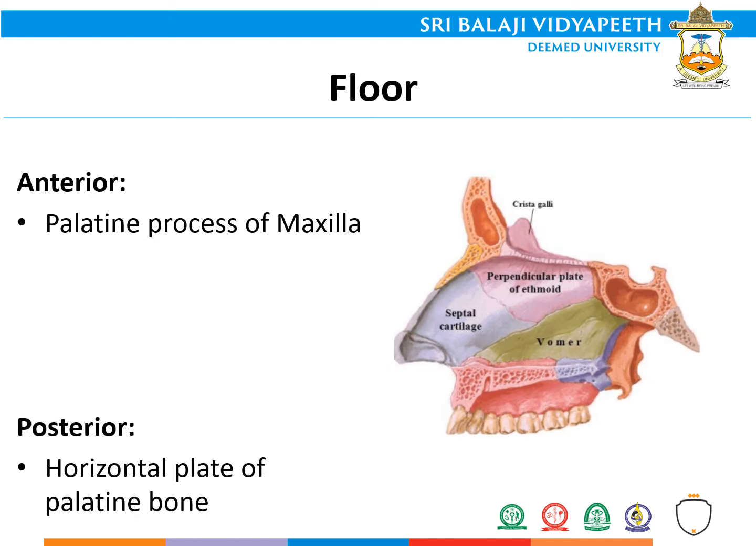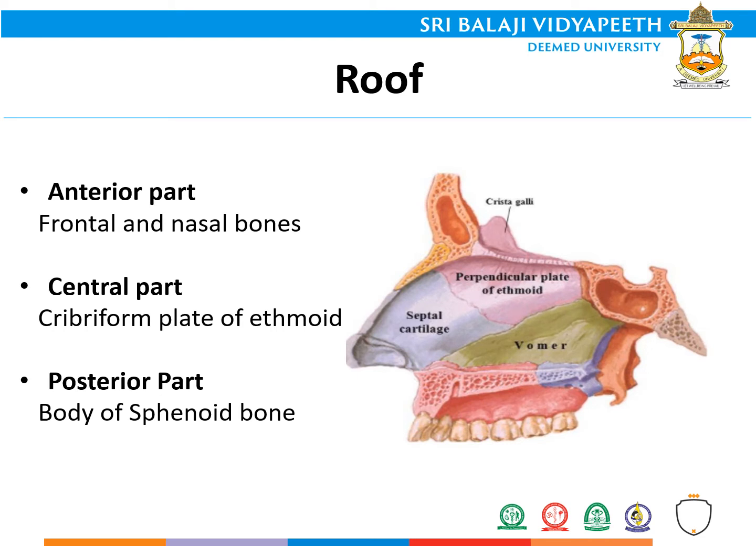Next, coming to the floor. So this is the floor here. The floor is made up of two bones. Anteriorly you have the palatine process of the maxilla, and posteriorly there is the horizontal plate of the palatine bone. So these two bones make up the floor. Next, coming to the roof.